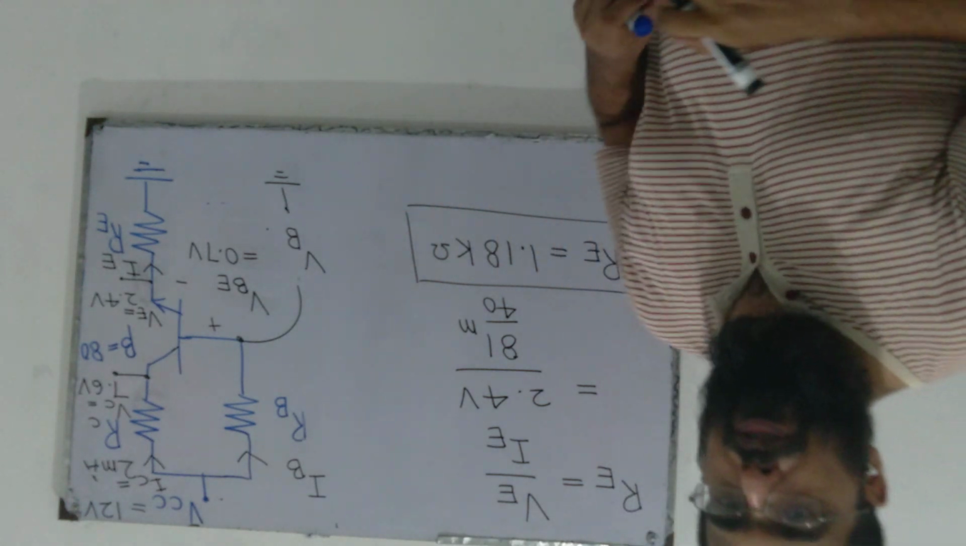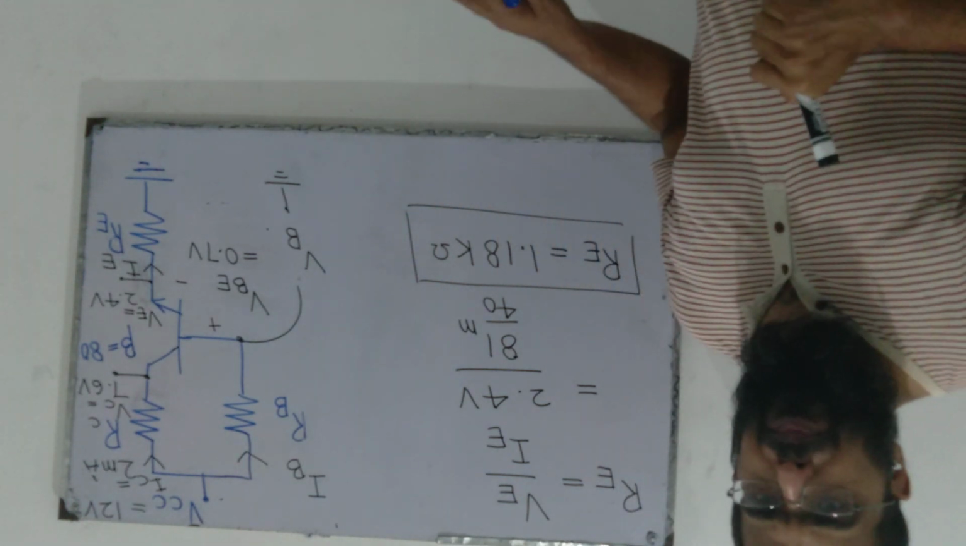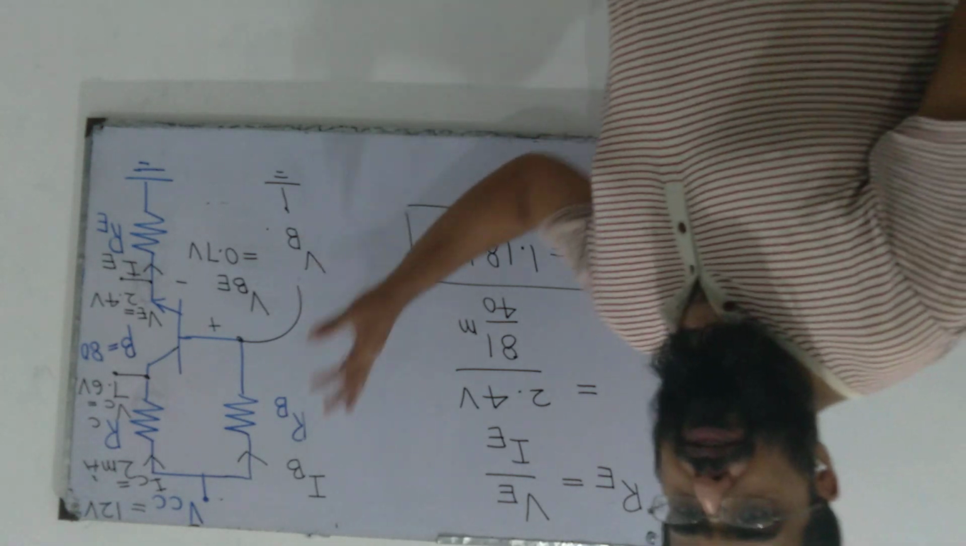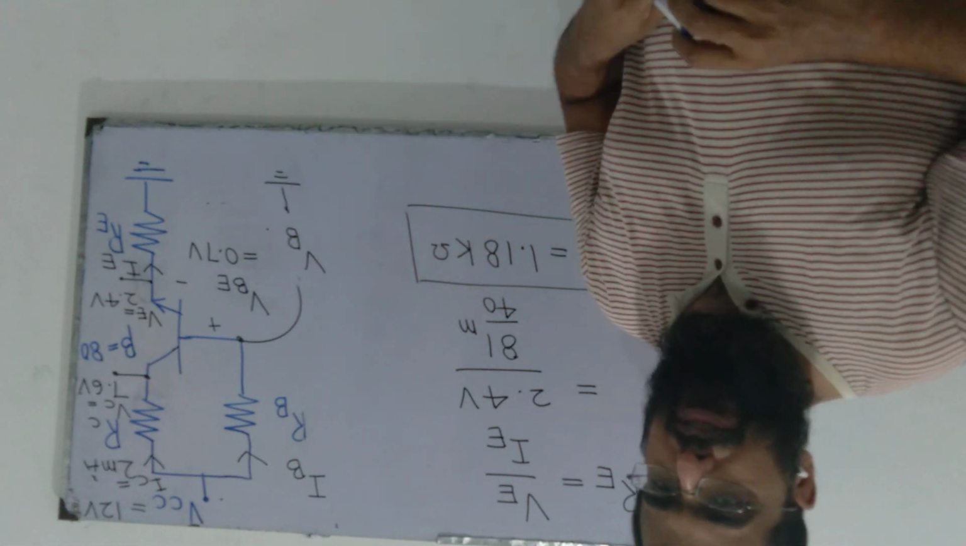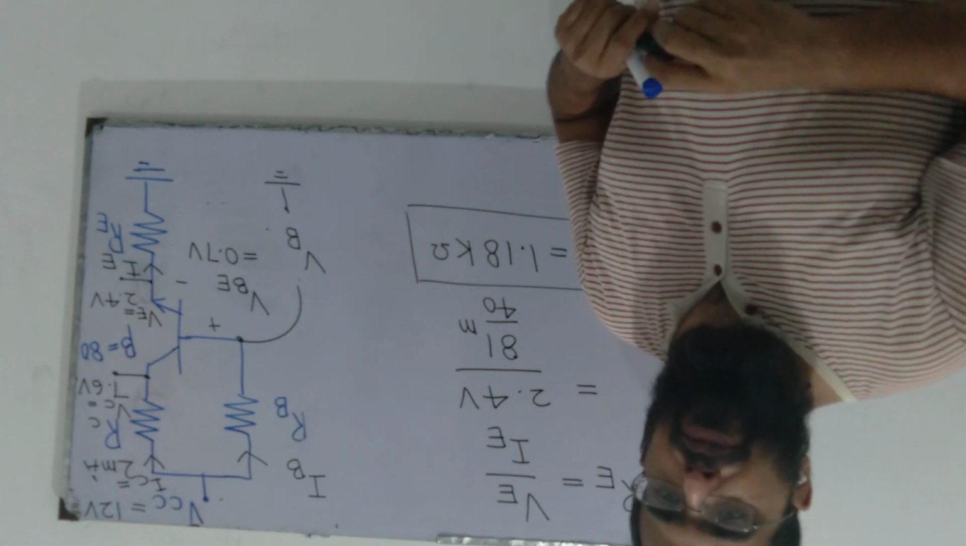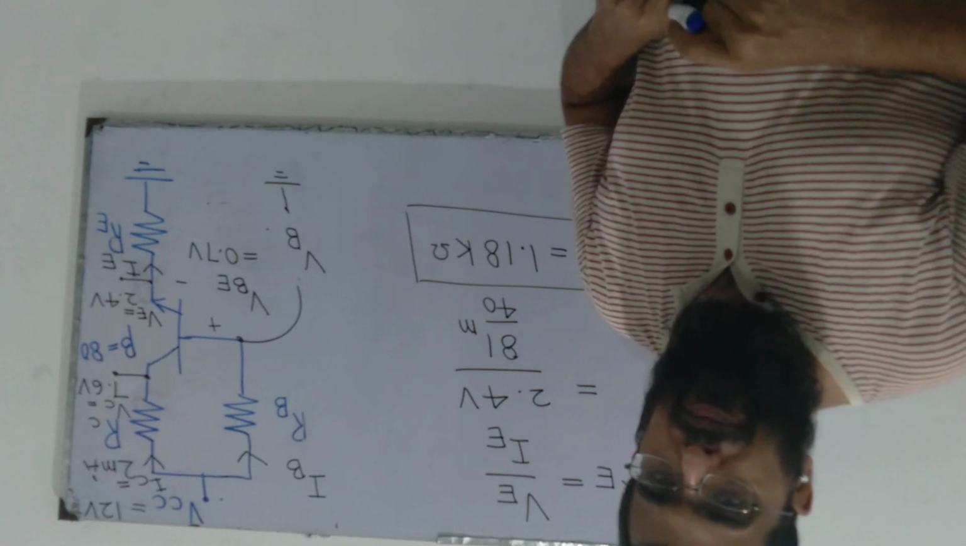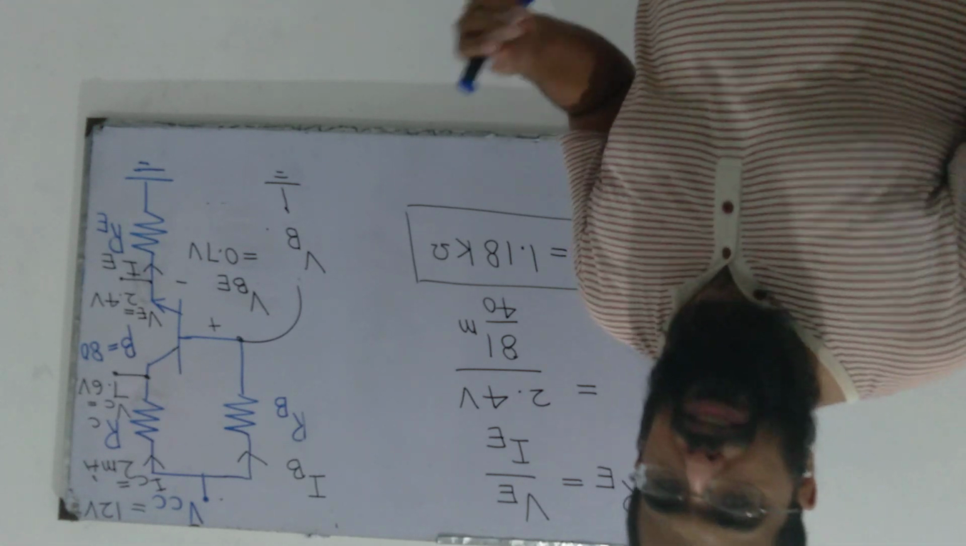So we have solved a design problem where we have calculated the values of RB, RC and RE given some currents and voltages. In the next lecture, we'll start chapter number 5 and we'll study AC amplifiers, BJT based AC amplifiers.